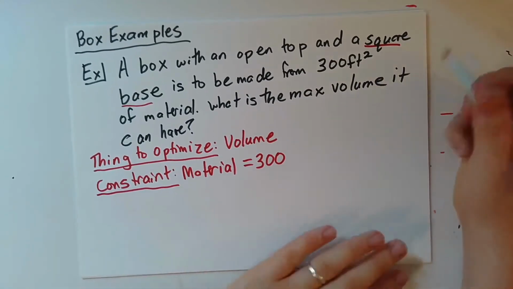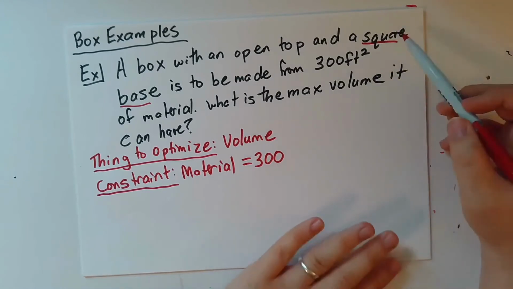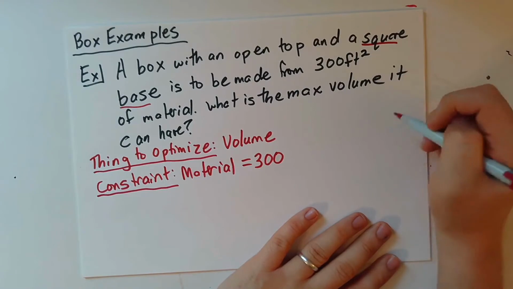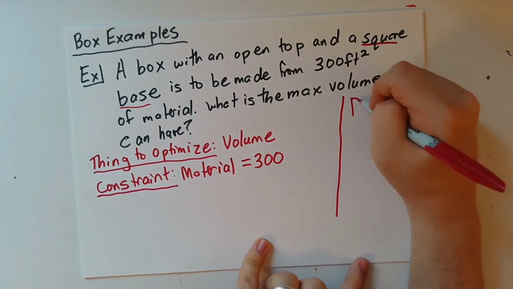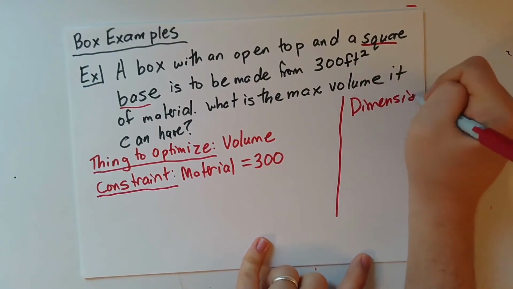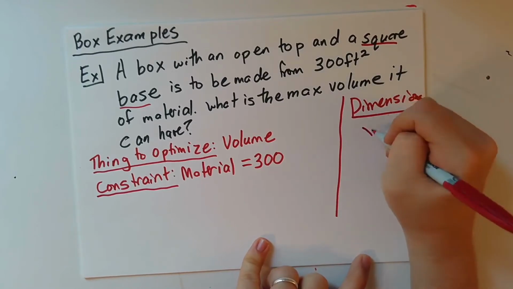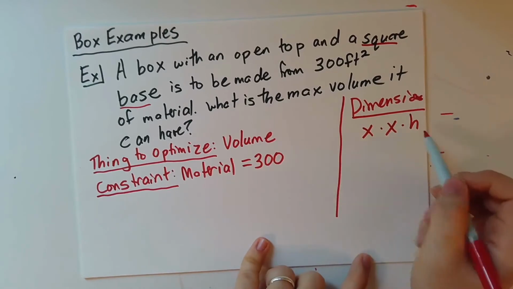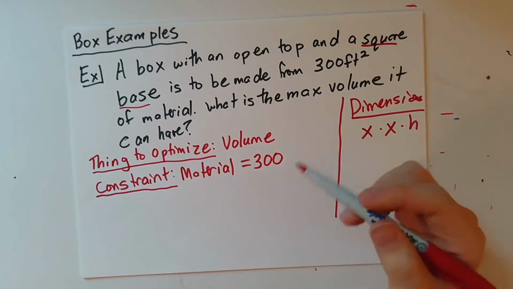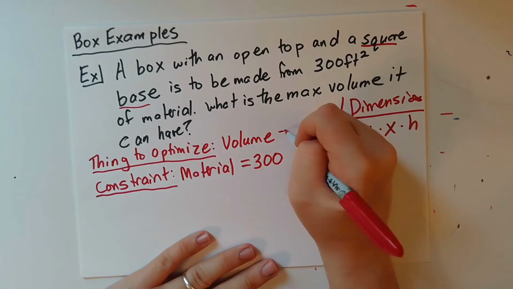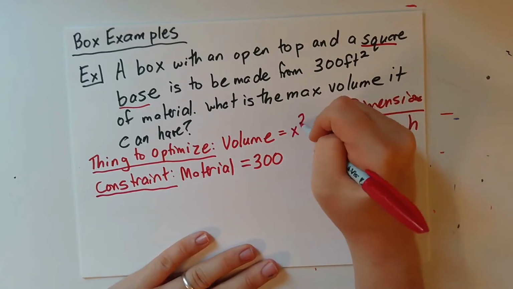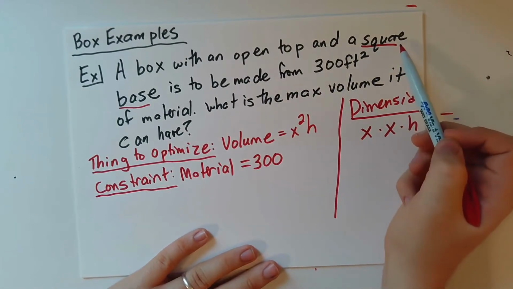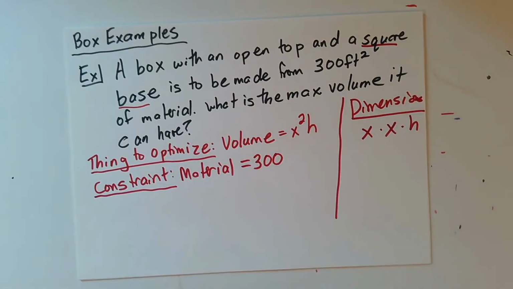So let's go ahead and name the dimensions of the base x. So this box is going to be of dimensions x by x by h, where h is the height. And so then the volume here is x squared h. Again, I have two x's because we were told that the box has a square base.